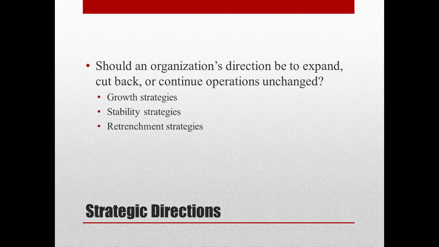Strategic Directions. Should an organization's direction be to expand, cut back, or continue operations unchanged? This is addressed by three types of strategies. There are growth strategies, which are designed to expand activities, stability strategies, which are designed to maintain current activities, and retrenchment strategies, which are designed to reduce activities.